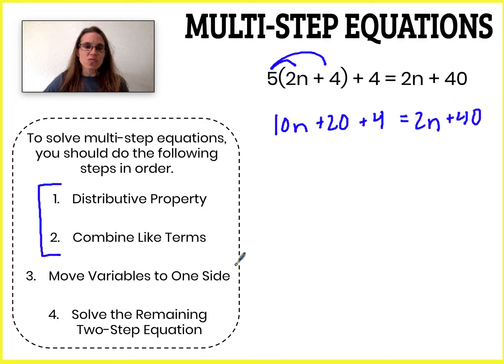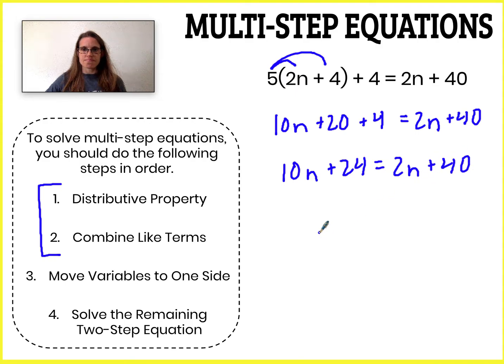Now I can't move on to moving variables yet because I have a pair of like terms to combine. I need to combine the 20 and the 4. 20 plus 4 is 24, so my left-hand side, fully simplified, is 10n plus 24 equals 2n plus 40. Now both the left-hand side and the right-hand side are fully simplified. I know this because I have at most a variable term and a constant, a variable term and a constant.